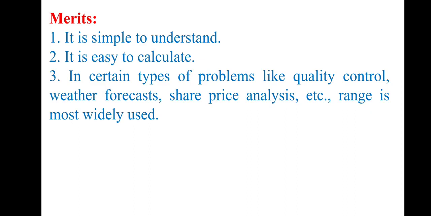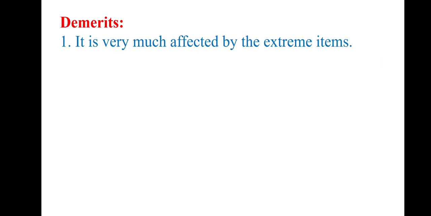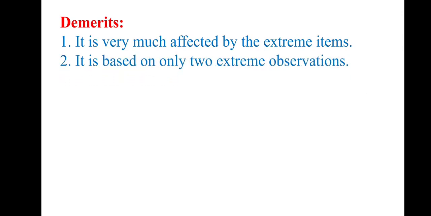These are the merits or advantages. Now the demerits. Each one has merits and demerits, advantages and disadvantages. One is that it is very much affected by extreme items, because the definition itself is that range is the difference between the maximum value and minimum value, or you can say the largest value and smallest value. It is based on only two extreme observations, that's all. Middle values will not be considered, that's another drawback.